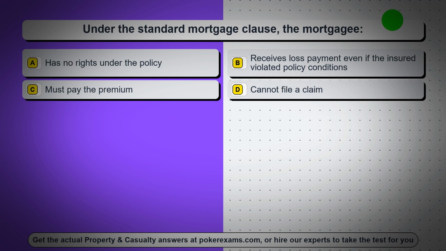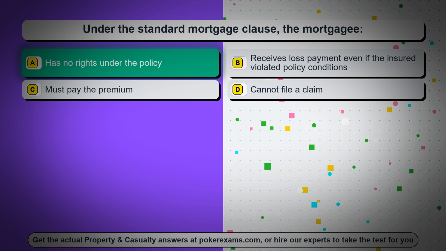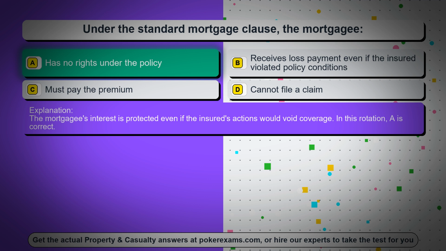Question 97. Under the standard mortgage clause, the mortgagee, option A, has no rights under the policy. Option B, receives loss payment even if the insured violated policy conditions. Option C, must pay the premium. Option D, cannot file a claim. The correct answer is option A, has no rights under the policy. The mortgagee's interest is protected even if the insured's actions would void coverage. In this rotation, A is correct.